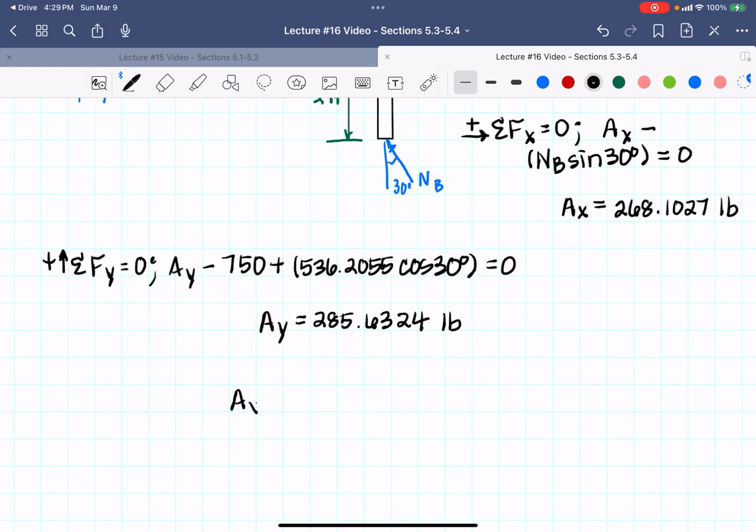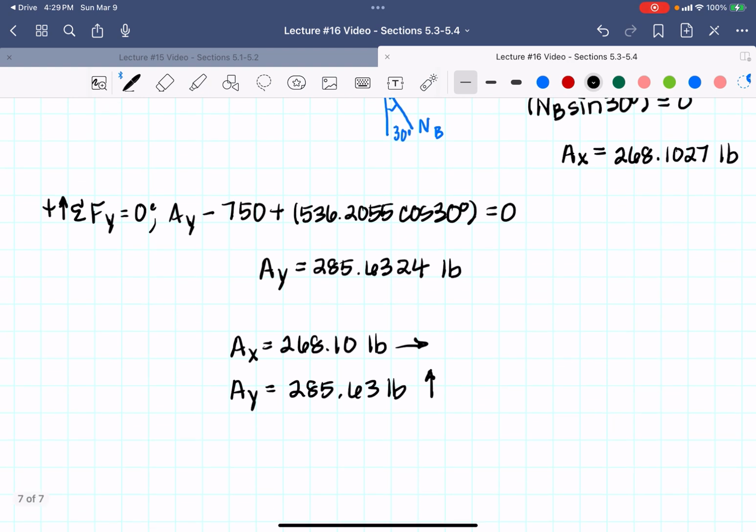So I'm going to say A sub X equals 268.10 pounds and went to the right. A sub Y equals 285.63 pounds upwards. And the normal force at B was 536.21 pounds in that direction. And that's your answers. Solved.